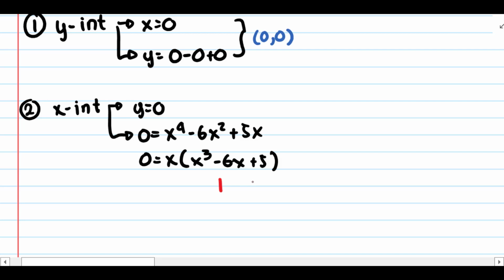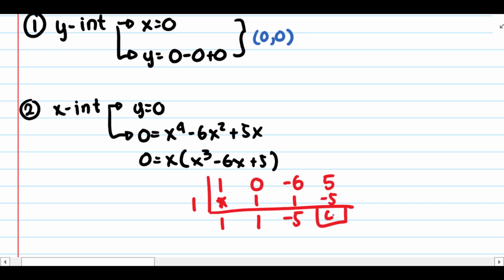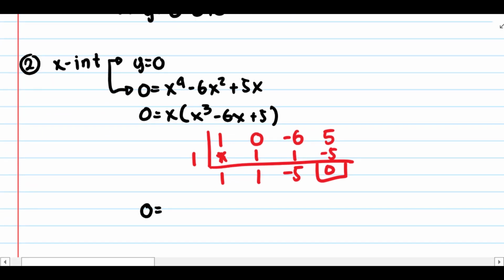1 for the x to the power of 3. For the x to the power of 2, we have 0. X to the power of 1 is negative 6. The constant is 5. And then we do Horner with 1, because we already tested before that when x equals 1, the value is 0. 1, 1, 1, negative 5, and then negative 5, and then 0. And then the complete factorization will be x in the bracket (x minus 1) from this one. And then for the result, it will be x squared plus x minus 5.